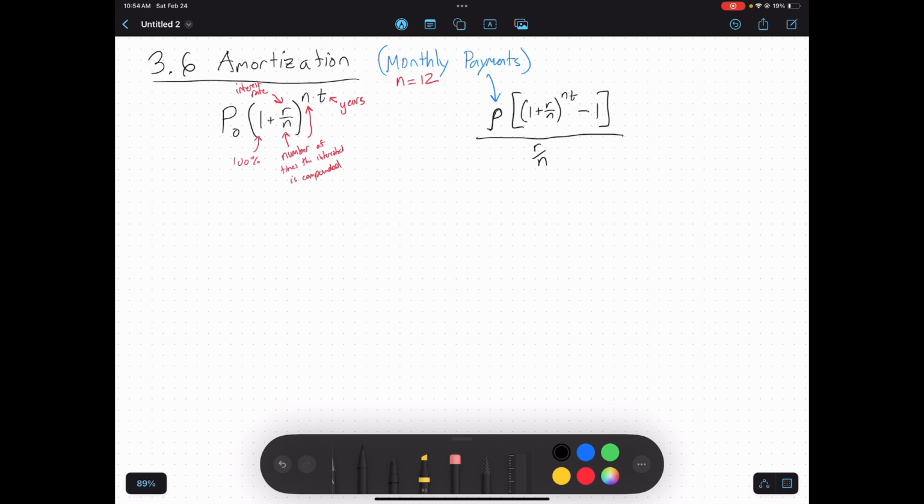Okay, this is what's called the annuity. So that's the fancy term behind this. And overall, it represents how monthly payments affect how much you actually owe. Okay? And how your monthly payments are affected by your interest.